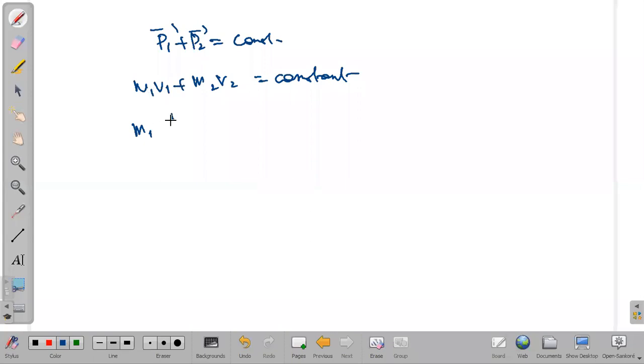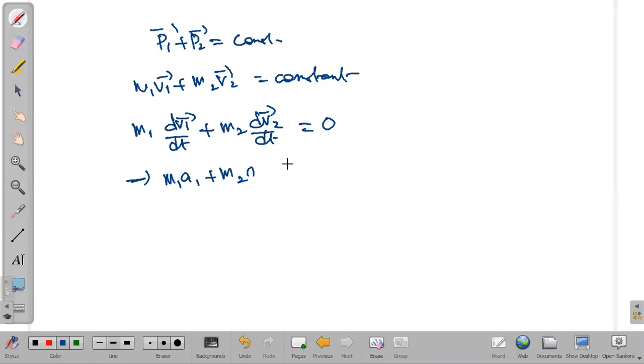I am differentiating it with respect to time: m1 into dv1 by dt plus m2 into dv2 by dt. This side is anyhow constant, and differentiation of a constant becomes 0. We apply d by dt on both sides. This side is 0. Now m1 into dv by dt is change in velocity by time, which means acceleration. So m1a1 plus m2a2 is equal to 0. Now m1a1 is equal to minus m2a2.